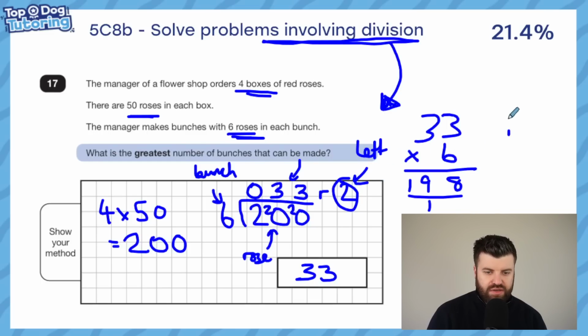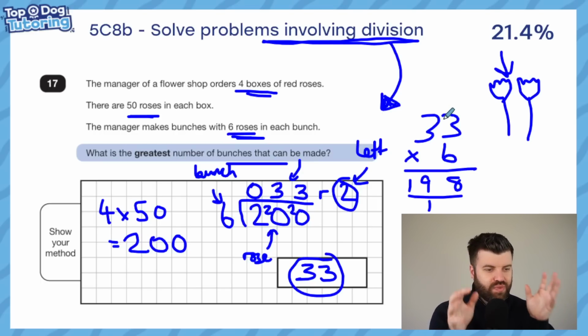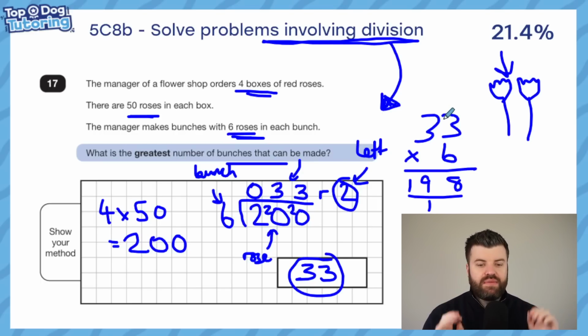There were 2 single roses. Look at my awful roses here. That is so bad. But you know, they're roses, okay, I promise. There were 2 left over, so they can't be made into a bunch. So when the question says, what is the greatest number of bunches that can be made? It's 33. Because the 2 cannot make a bunch of 6. So this is why I think this is one of the trickiest strands, because it's also so often embedded in a much wider, trickier problem.